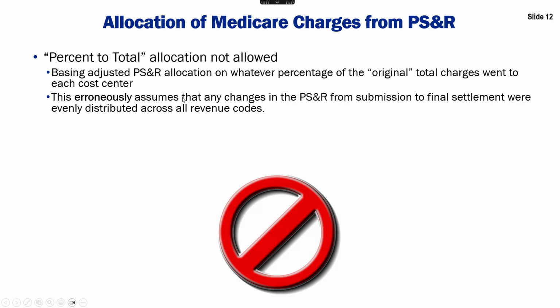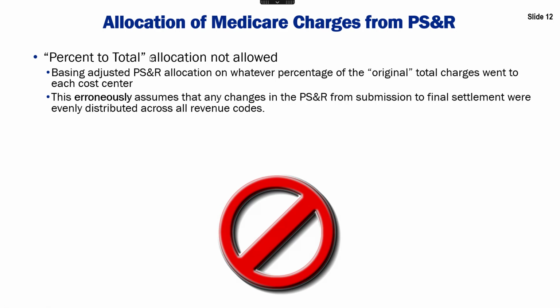The critical piece to bring up here is that what's referred to as percent to total allocation is not allowed. This is another thing CMS has made very, very clear through recent cost findings, that they have never intended this to be allowed, and we are not allowed to accept it. So first of all, let's define it. Some providers may be familiar with what this is just by the name. Others may not fully understand what we're talking about here.